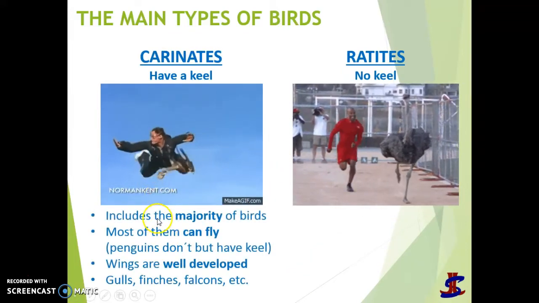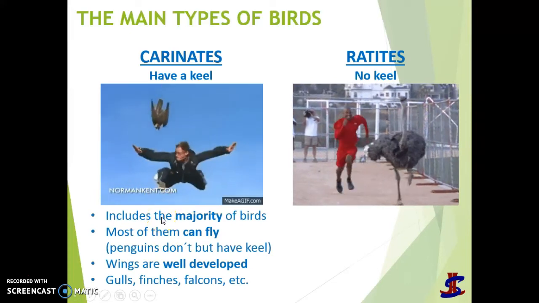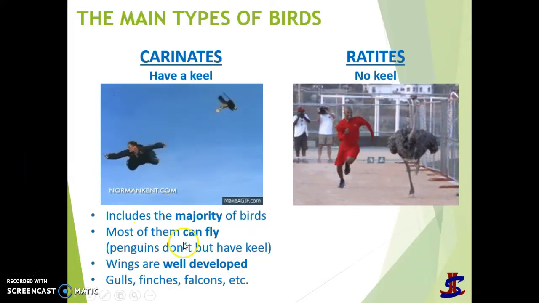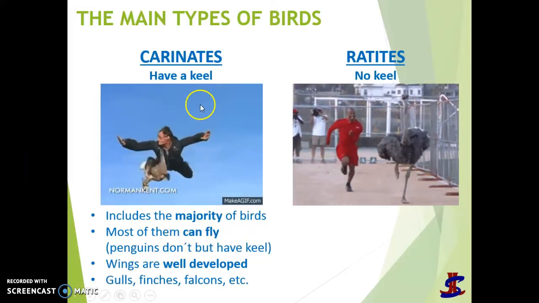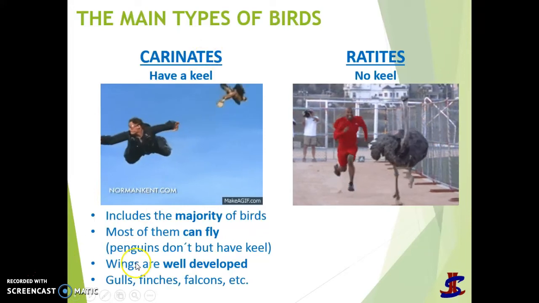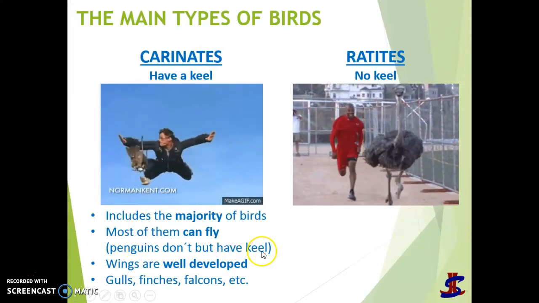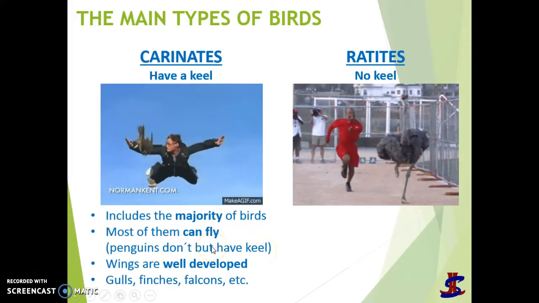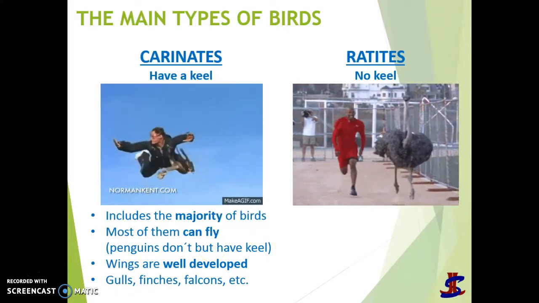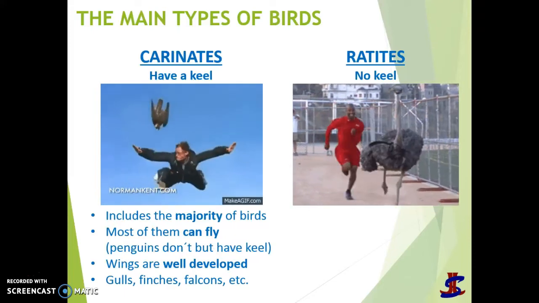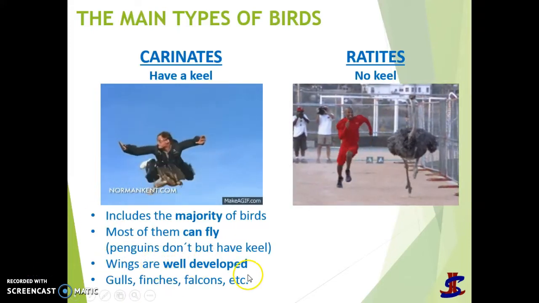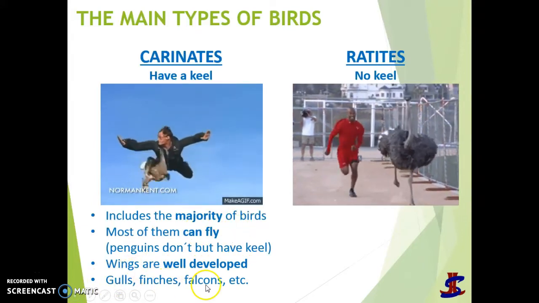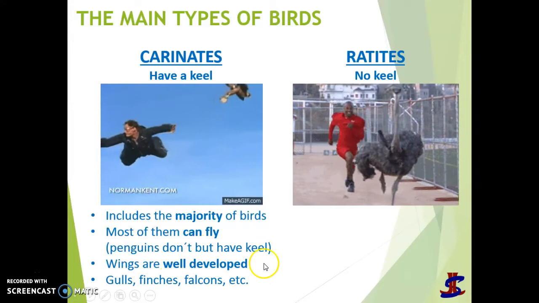Carinates. This includes the majority of birds. Most birds are carinates. They can fly, but some of them cannot fly, but they are carinates nonetheless, like penguins. Penguins have a keel. They don't fly, but on the contrary, they swim very well, and they have very strong breasts because they use them for swimming. The wings are well developed in most carinates, and you have here gulls, finches, falcons, vultures, most of the birds.